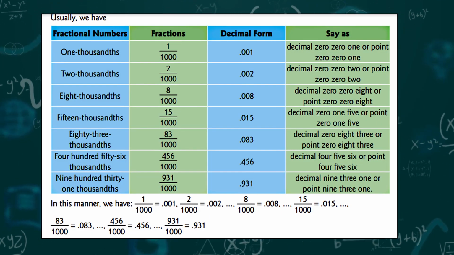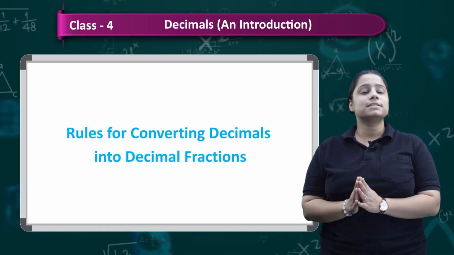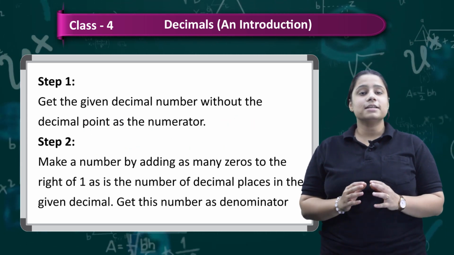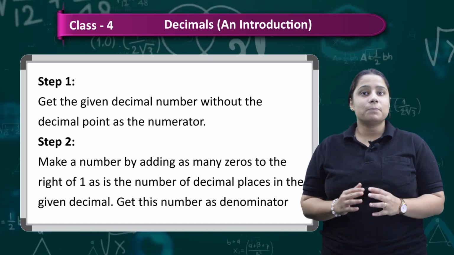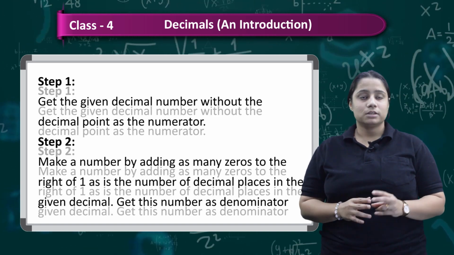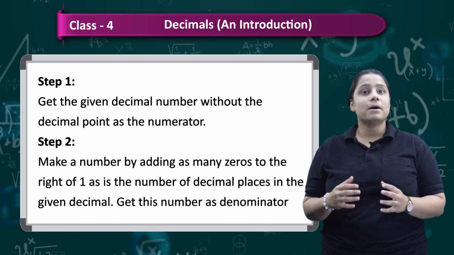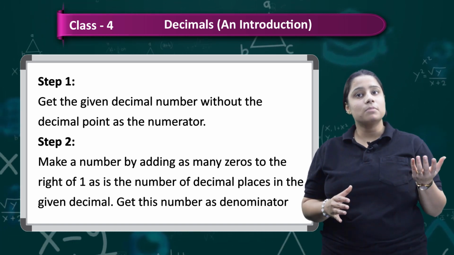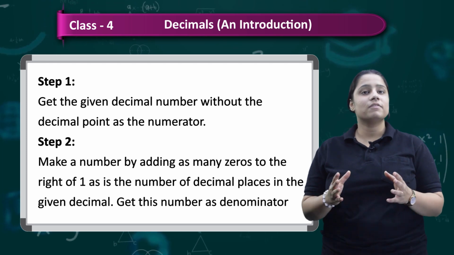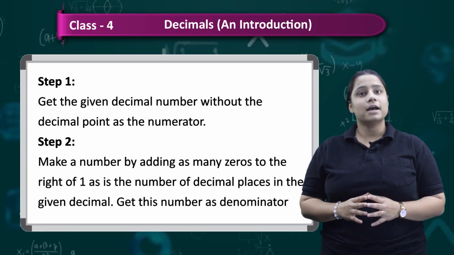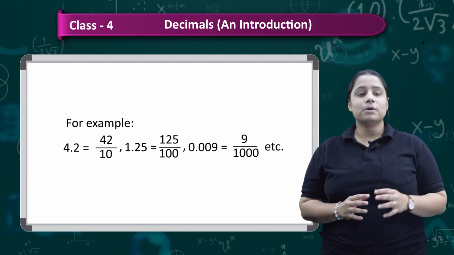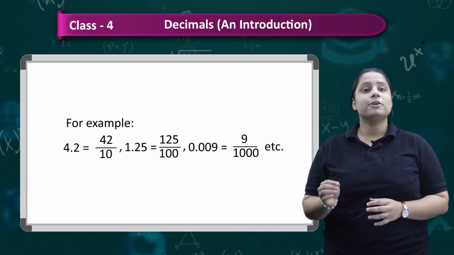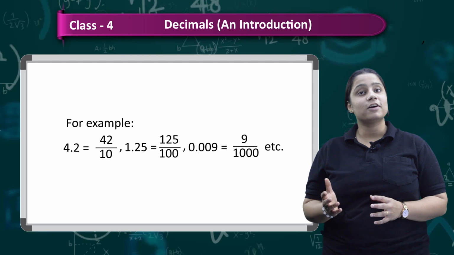Usually we have rules for converting decimals into decimal fractions. Step 1. Take the given decimal number without the decimal point as the numerator. Step 2. Make a denominator by adding as many zeros to the right of 1 as the number of decimal places in the given decimal. For example, 4.2 is equal to 42 by 10. 1.25 is equal to 125 by 100.